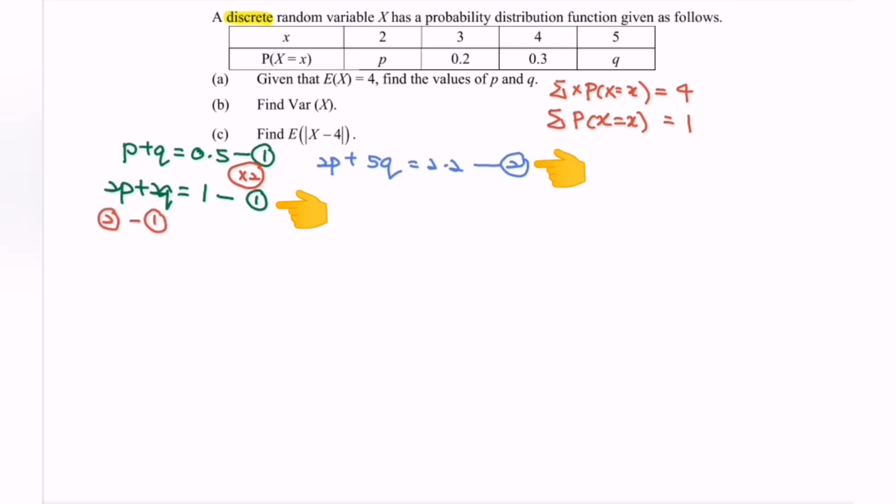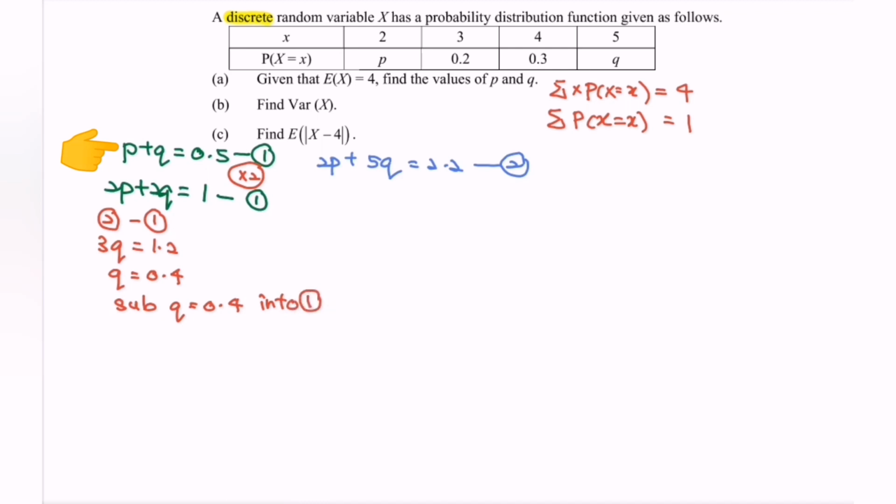If we subtract, 2p minus 2p, then 5q minus 2q, we have 3q equals 2.2 minus 1, which is 1.2. So q will be equal to 0.4. That is the answer for q. Substitute q equals 0.4 into the first equation. So p is equal to 0.5 minus 0.4. So p will be equal to 0.1. Next is to substitute the p and q into the table.